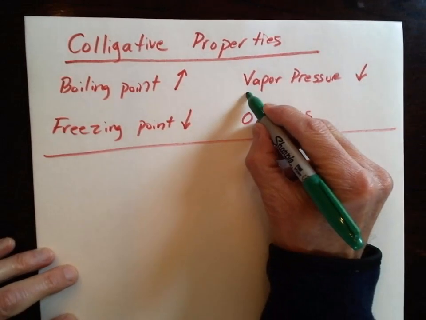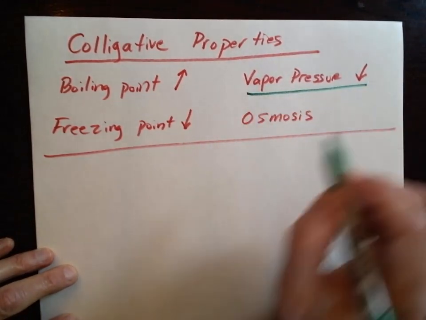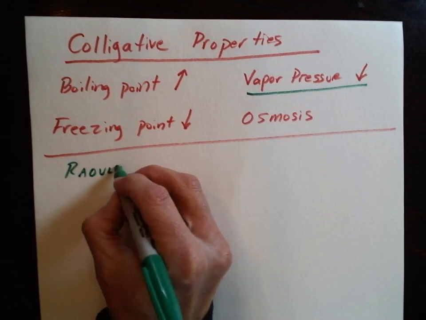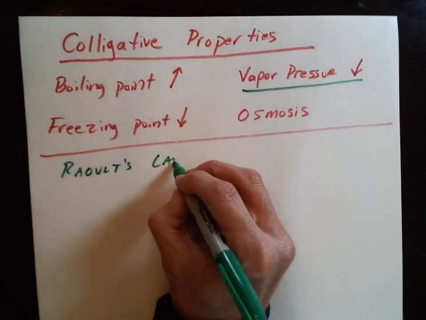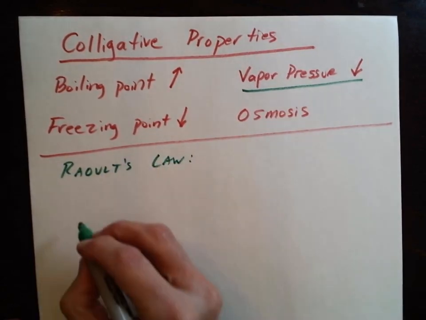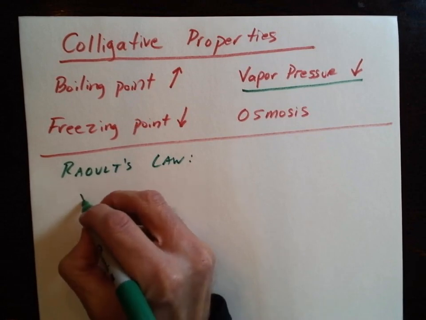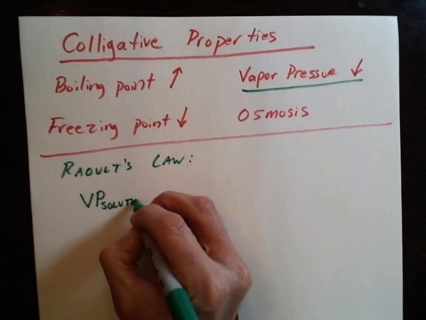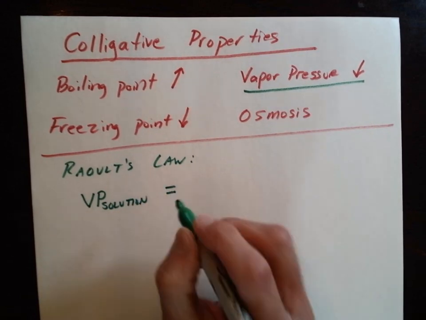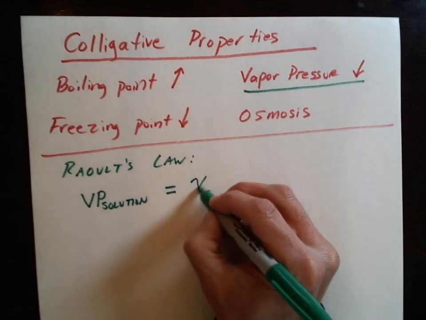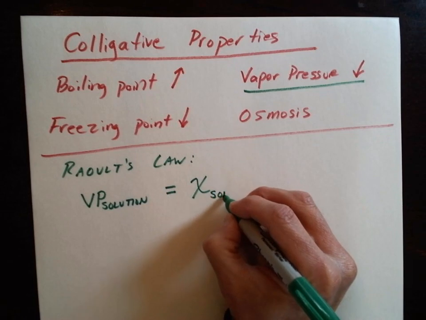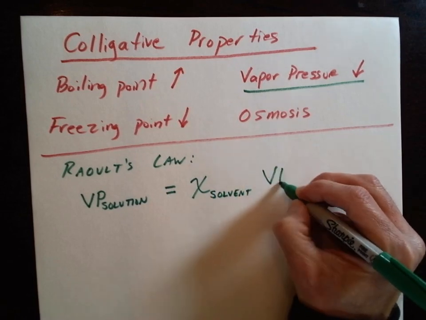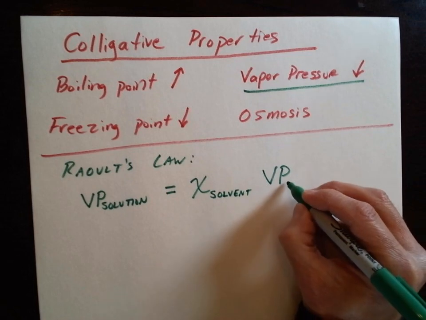Let's first look at vapor pressure lowering, which is expressed in Raoult's law. This is going to say that the vapor pressure of a solution is going to be equal to the mole fraction of the solvent times the vapor pressure of the solvent if it was pure.